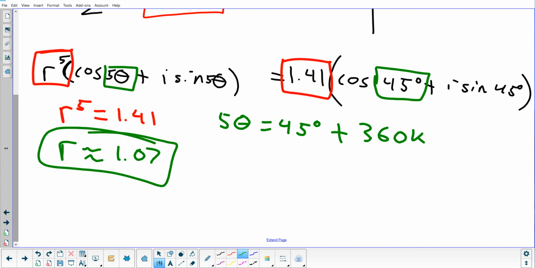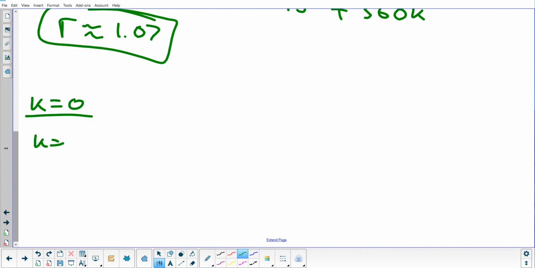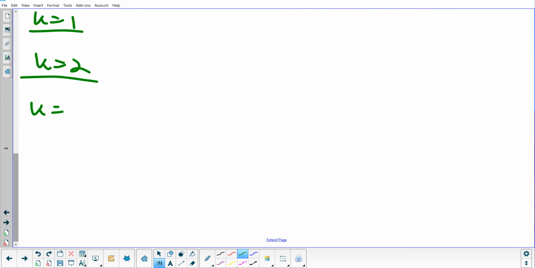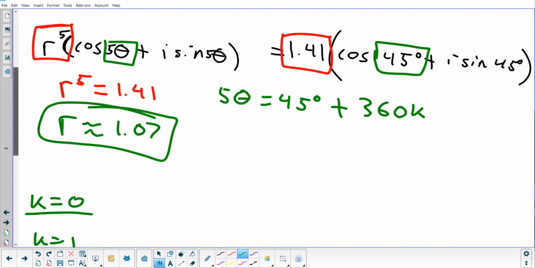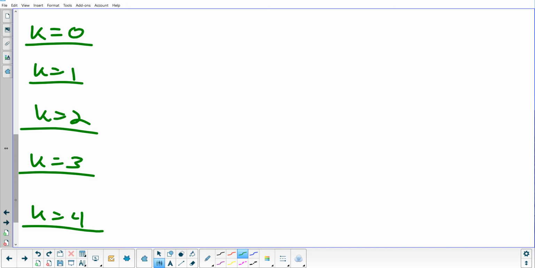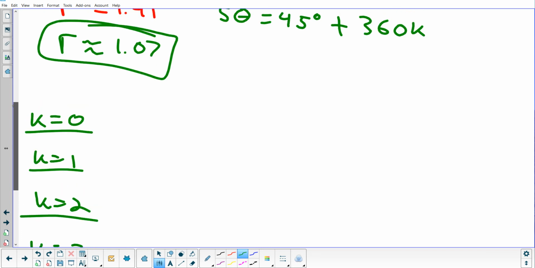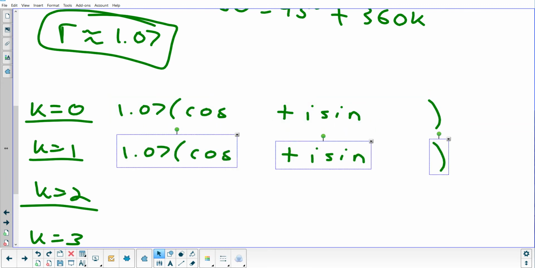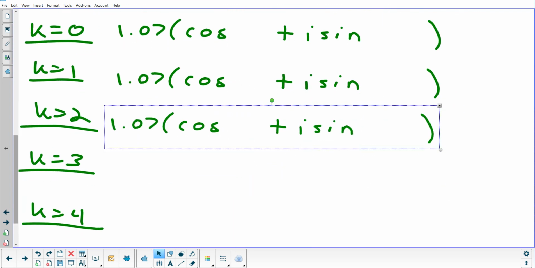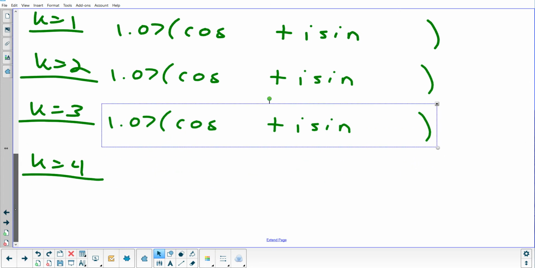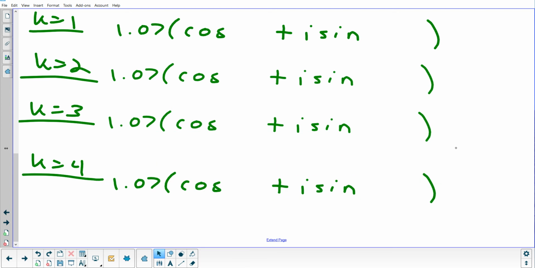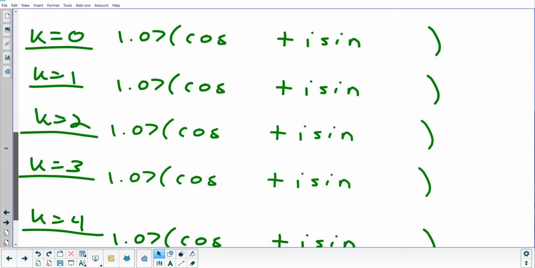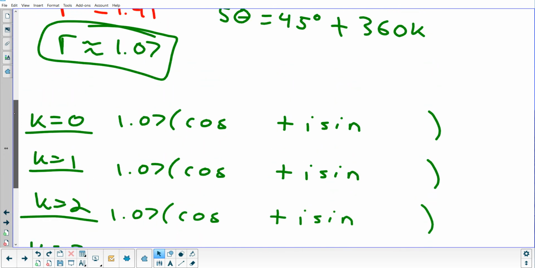All right, so if we want to start setting up all our answers, we can get that ready. 0, 1, 2, 3, and 4. Remember, this is a 5th root, so you're looking for 5 answers. It's always one less, the number at the end is always one less than the root. So 1.07 cosine phi, sine phi. What I'm going to do is copy it a bunch of times. Okay, so we've got all our answers set up. They're going to have the same radius each time. Now we need to find our angles. The angle is going to be different every time.